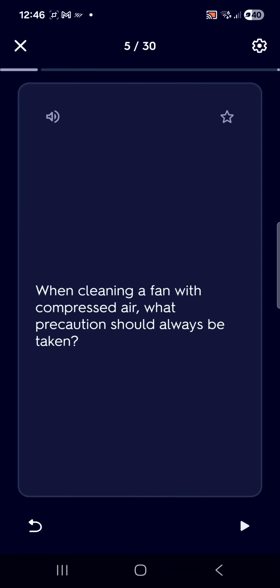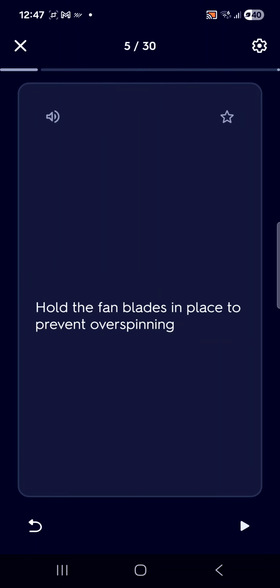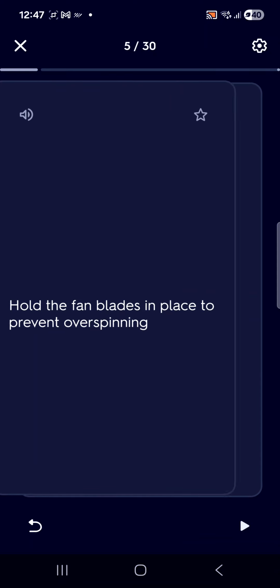When cleaning a fan with compressed air, what precautions should be taken? You should hold the fan blades in place to prevent overspinning.